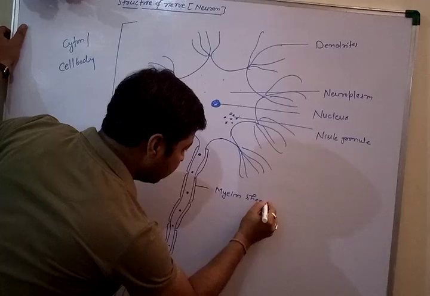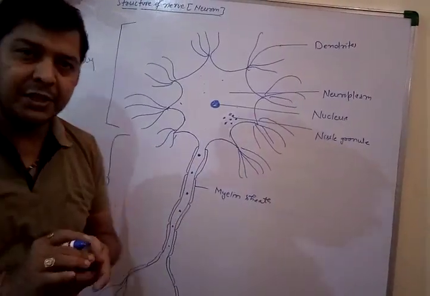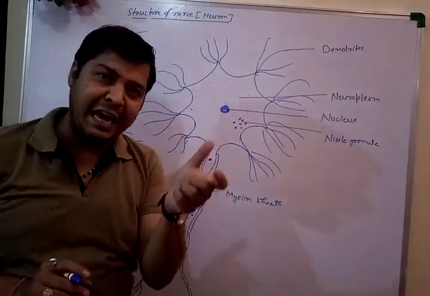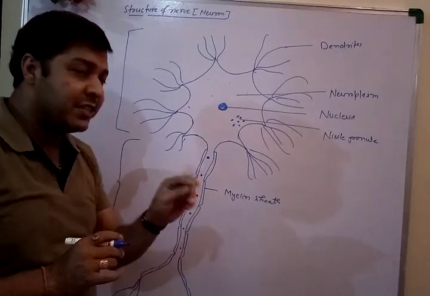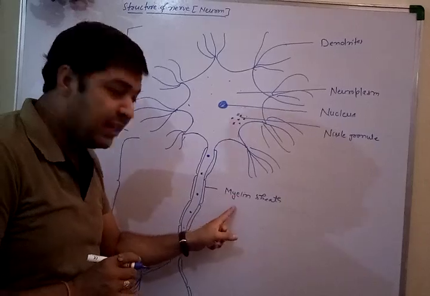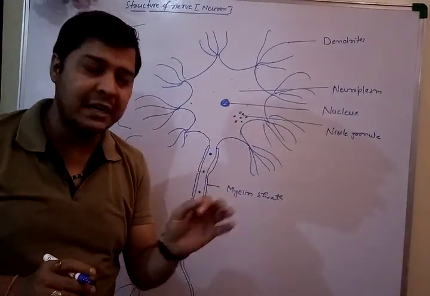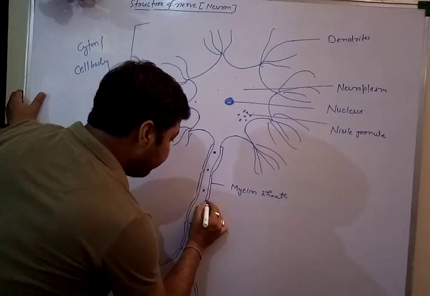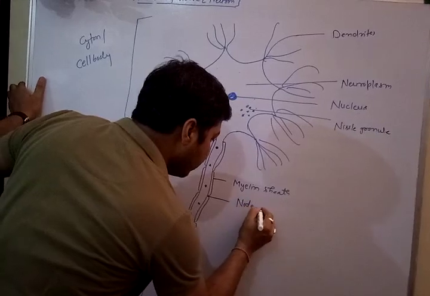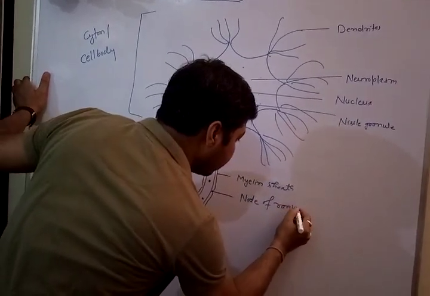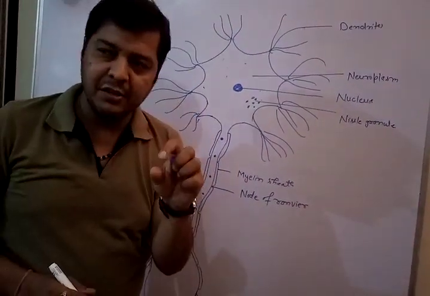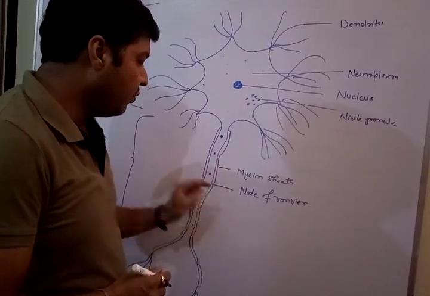The myelin sheath acts like an insulator. Whatever impulses move in electrochemical form, it prevents the loss of impulses, the loss of signals. It is insulating in nature, a bad conductor of electricity. The sheath is constricted at some places, and that is called the node of Ranvier. These sheaths constrict somewhere, making fold-like structures. It's called the node of Ranvier.